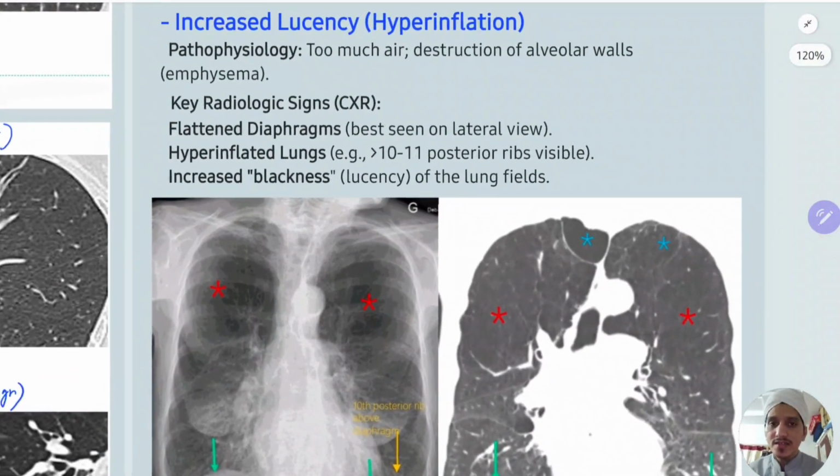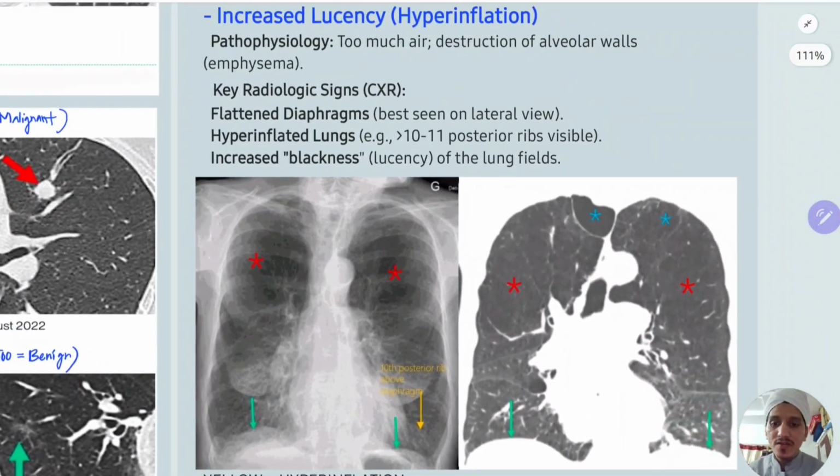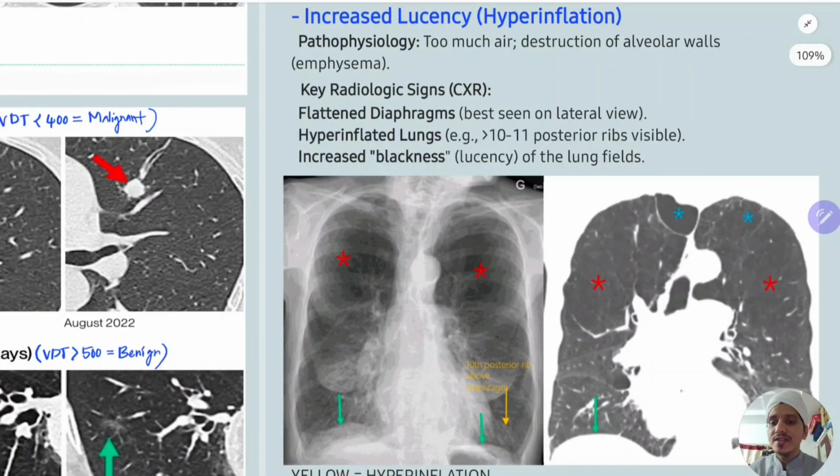Now this is the last part of the pathology of lung parenchyma. So hyperinflation. What will we have? Too much air and destruction of alveolar walls, for example in emphysema patients. So you will see flattened diaphragms, hyperinflated lungs, more than 10 to 12 posterior ribs or more than 7 ribs anteriorly. Increased lucency. If you want to make out the intercostal spaces, they will increase in size. By seeing the X-ray only you will make out that it is hyperinflated.